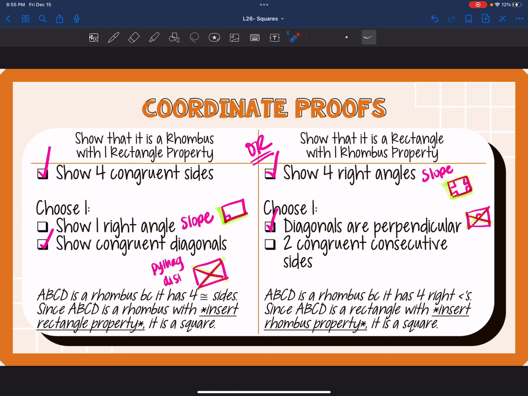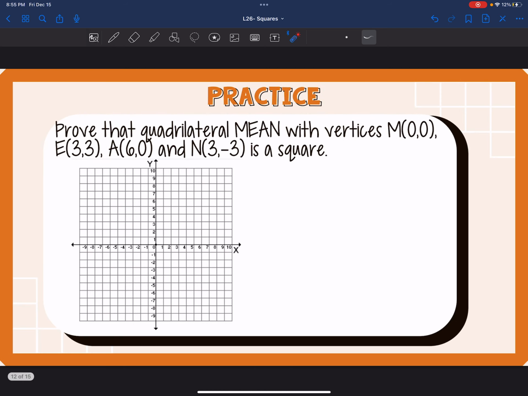Now for this, it's a little bit more involved. You have to do the slope of all 4 sides. You have to show that. So it's not going to be that easy. I think for this, the other is the easiest bet. So we're going to do that for the first option, and then we're going to do 2 for the second example. So let's do it together.